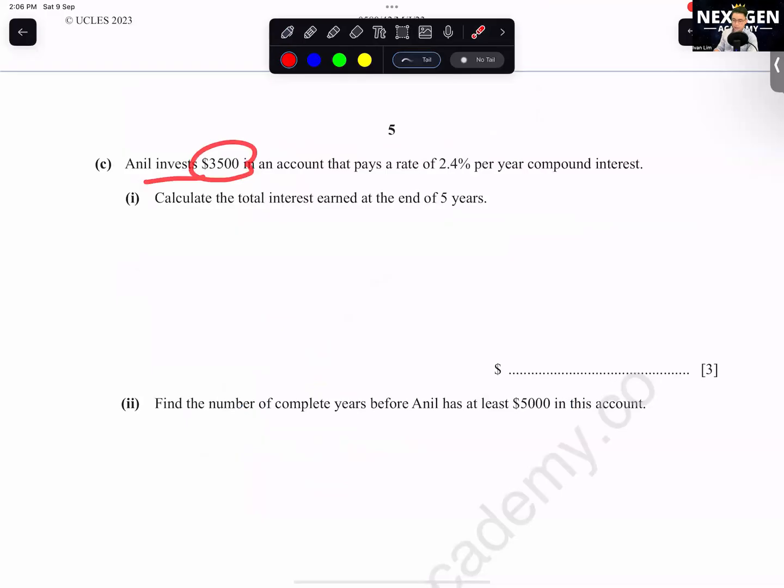Anil invests $3,500 in an account that pays 2.4% per year compound interest. Calculate the total interest earned at the end of the 5 years. You have to be very clear on the compound interest formula, which is A equals P bracket 1 plus R over 100 power T. The A over here is your original value.